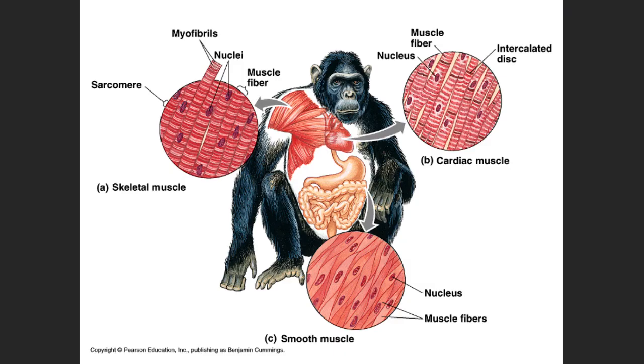Now this little guy here is our chimp. He is very similar to humans, 99% basically the same inside. And so we can look at the muscles. The skeletal muscle there, that's the deltoid muscle. That's the one up in your shoulder that lifts your arm up.